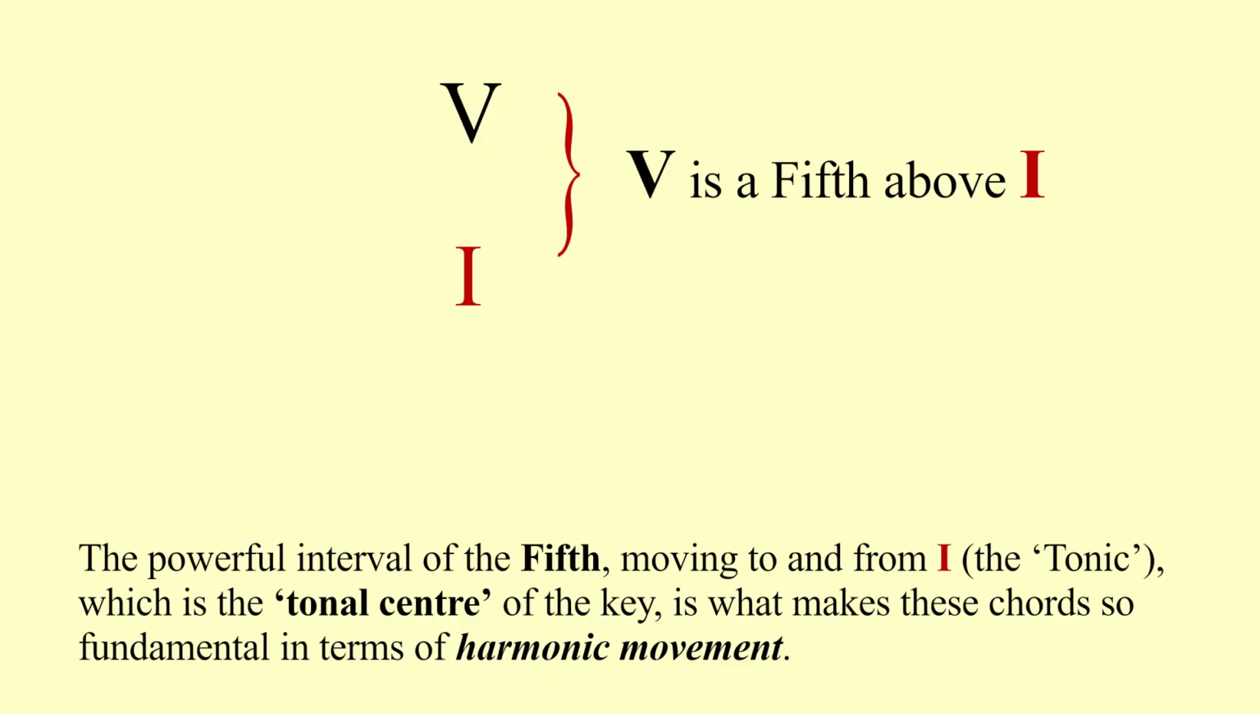1 is called the tonic. 5 is the fifth. It lies a fifth above the tonic. It can be called the dominant because it's so important. And if you go in the other direction, a fifth below the tonic, you get the fourth.